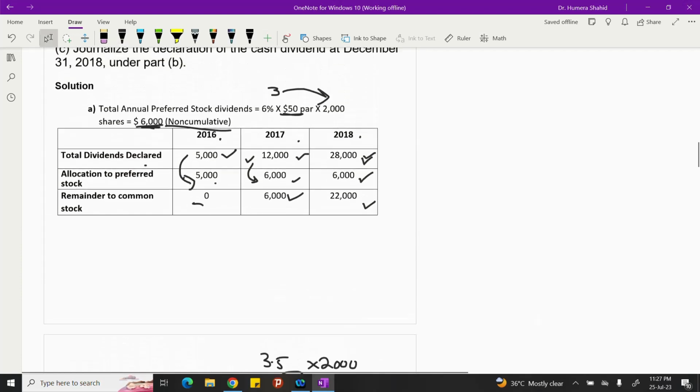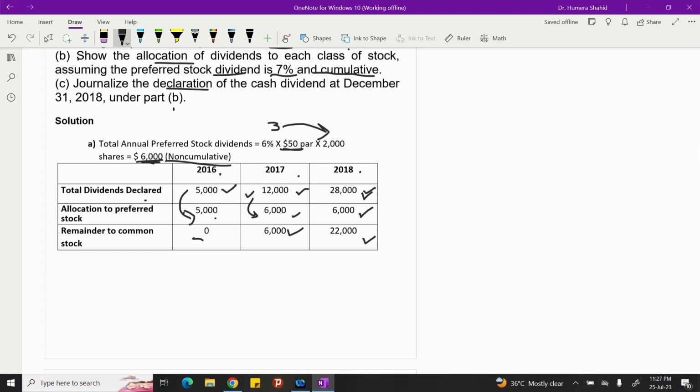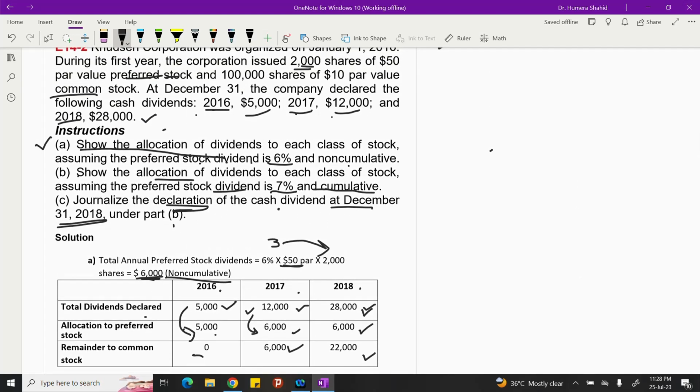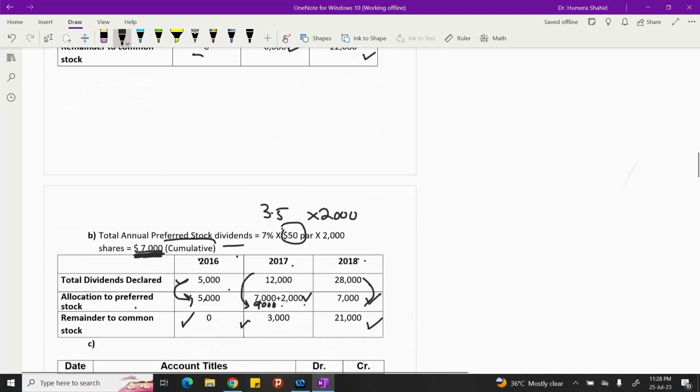Part C says journalize the declaration. Declaration means the declaration date of the cash dividend at December 31st, 2018. We have three years now, so they want it for 2018 under Part B, in which we have cumulative. We know that allocation does not have an effect on the journal entry. Whatever dividend is declared, that will be recorded.